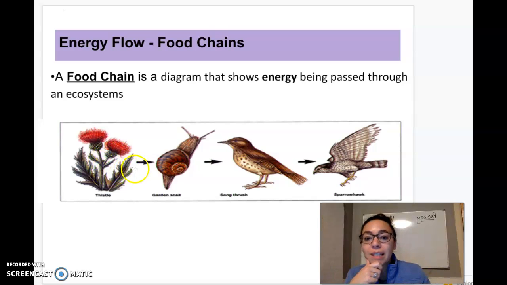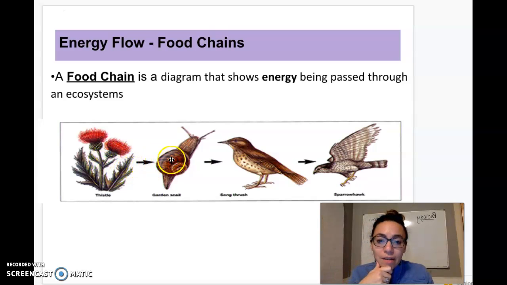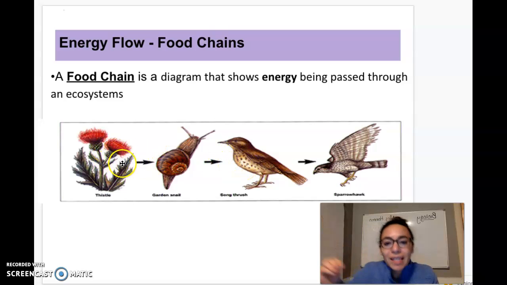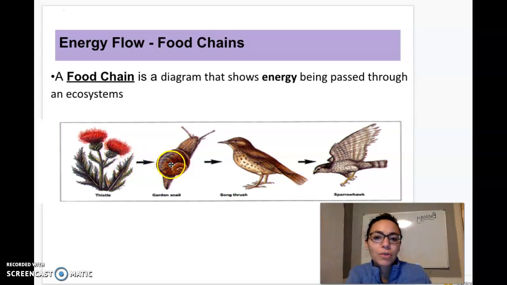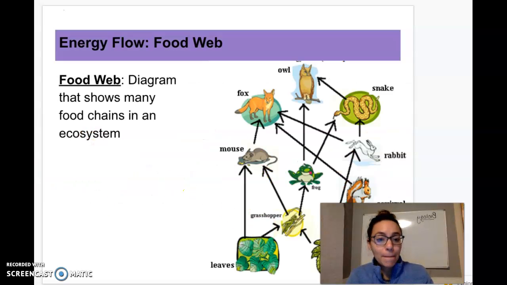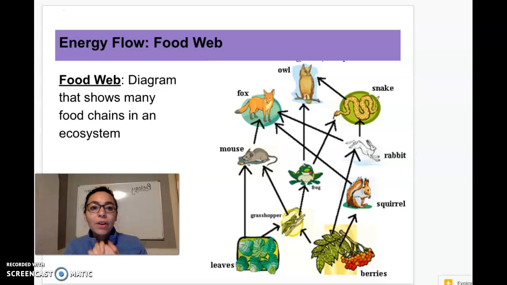Okay, so the plant is eaten by the snail. The snail is eaten by the bird. Okay, or you can think of it as going into the mouth of the consumer. Okay, so make sure your arrows are going in the right direction. And then when we put a bunch of food chains together in the same ecosystem, we get what's called a food web. So this shows all the feeding relationships in one ecosystem.